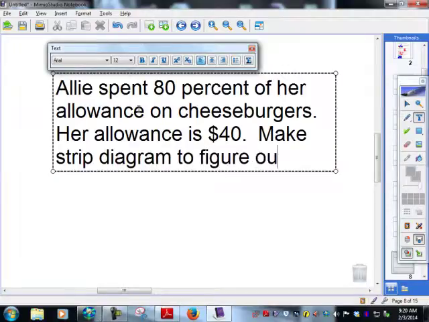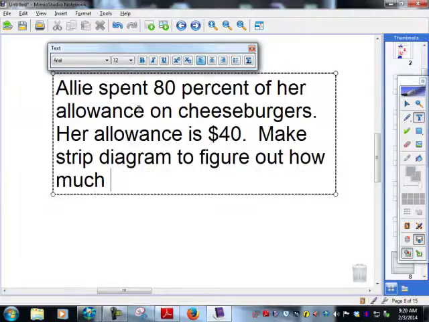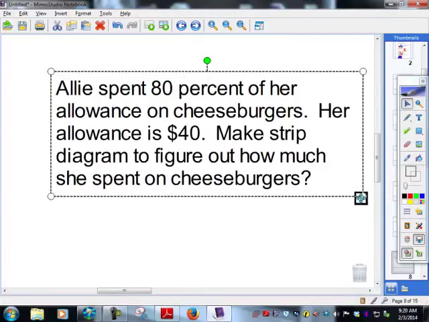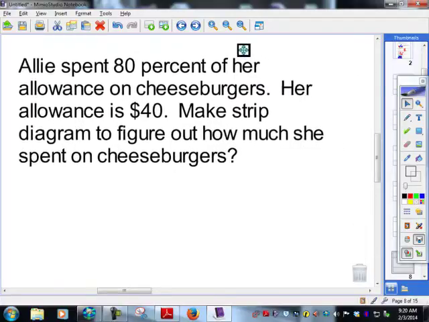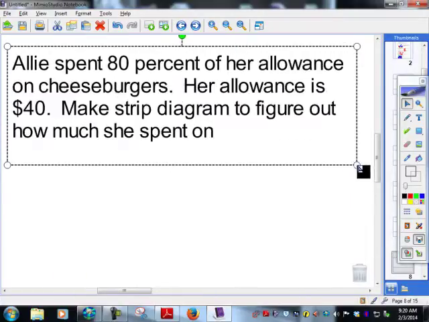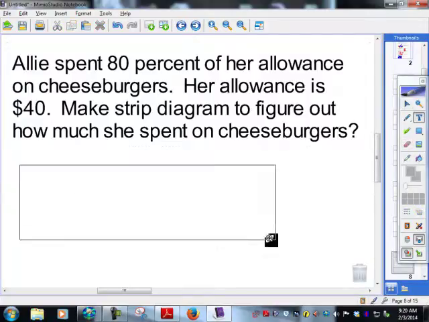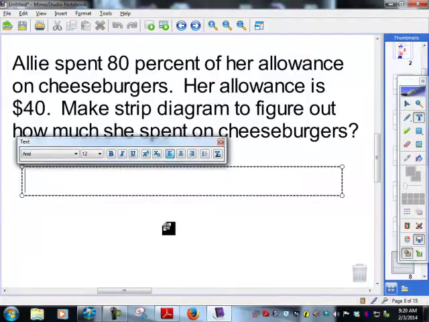Figure out how much she spent on cheeseburgers. Go. Remember, notice what it says there. You've got to use a strip diagram. Guys, can you stop talking, please? You don't know what a strip diagram is? Well, then I guess you won't know on Thursday. Then you better figure it out.